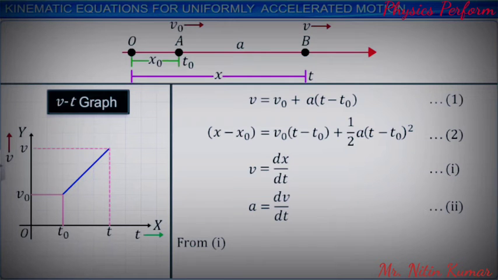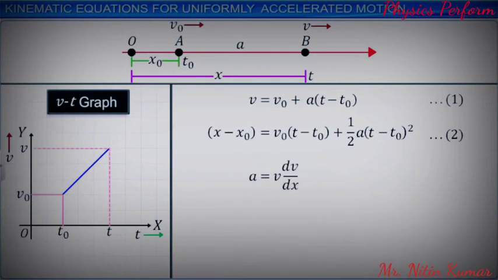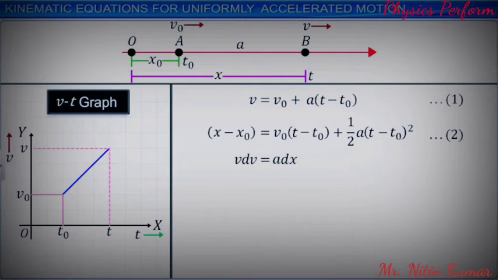Substituting the value of dt in equation 2, we get a equal to v into dv by dx. We know that this value of a is a constant. By cross-multiplying, we get v into dv is equal to a into dx. Integrating both sides, we get integral v naught to v, v into dv is equal to a into integral x naught to x dx.